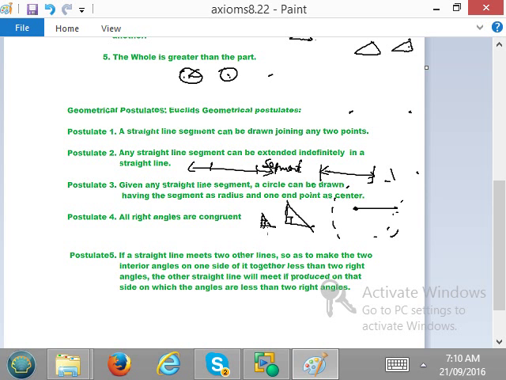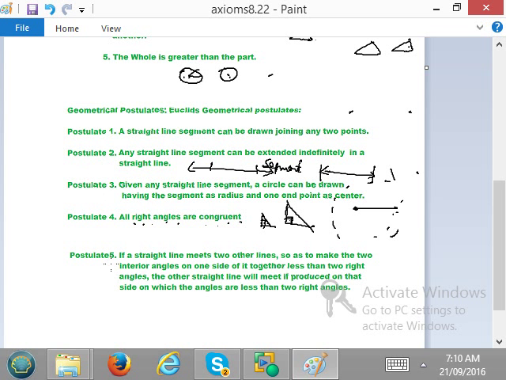So we don't say it's a small or big angle. This angle is 90 degrees, here also 90 degrees. So all right angles are equal or congruent. These postulates also you have to remember by number: postulate number 1, postulate number 2, postulate number 3, like that.